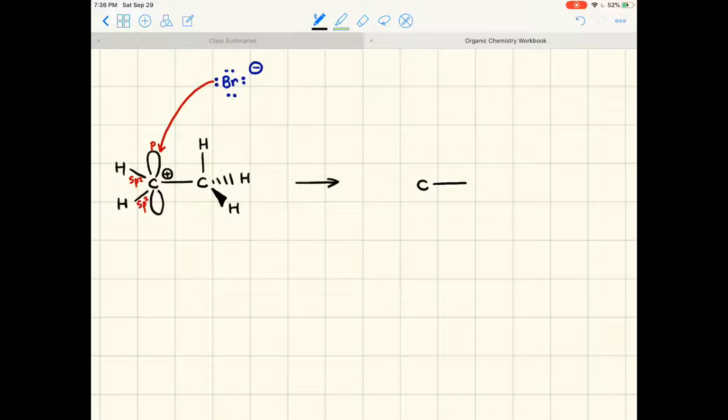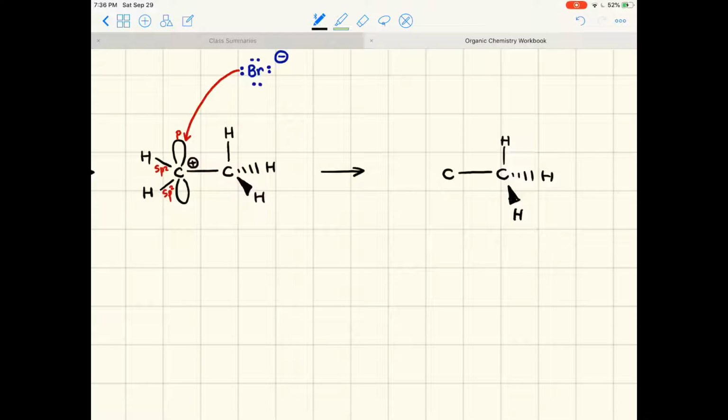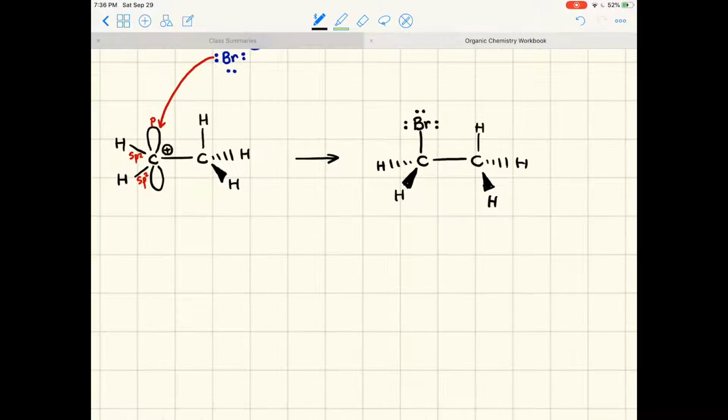into this. So we're just gonna copy that over. This carbon is happy because it has access to 4 sets of electrons, 4 pairs. But on this other side, this carbon will accept that bromine as well as the 2 hydrogens that it already had to form this molecule.